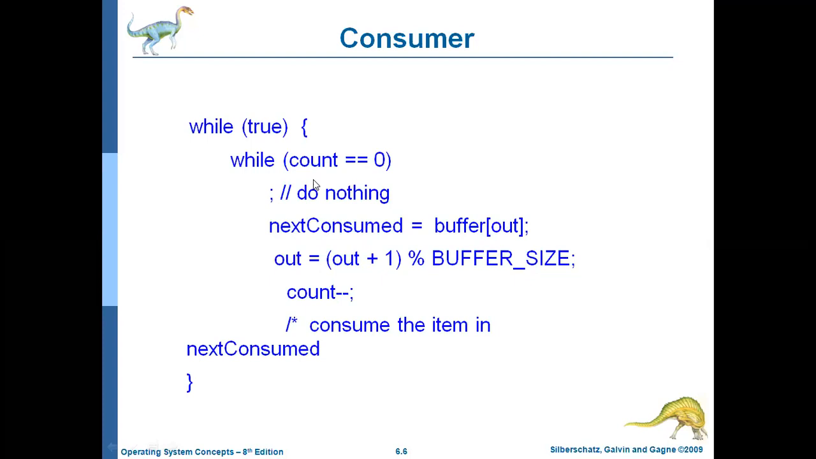Whenever the count value becomes 0, 0 equal to 0 means the buffer is empty. If the buffer is empty, the consumer cannot consume the item, right? If count equal to 0, that means 0 equal to 0, do nothing. Count 0 means there are no items in the buffer. If the buffer is empty, the consumer has to wait for the producer. Why? Because if the buffer is empty, the consumer cannot consume the items from the buffer.